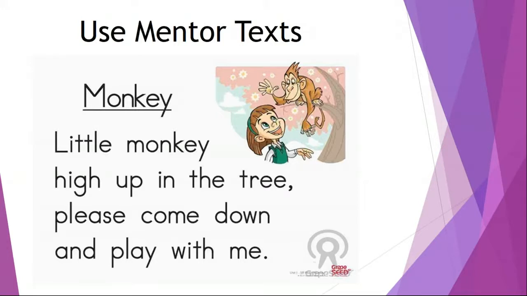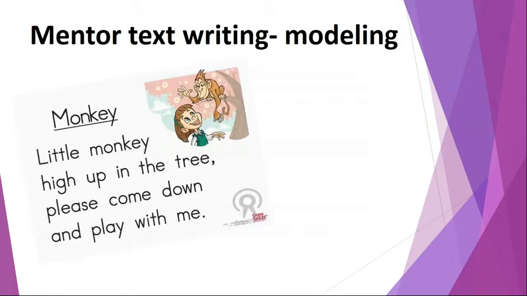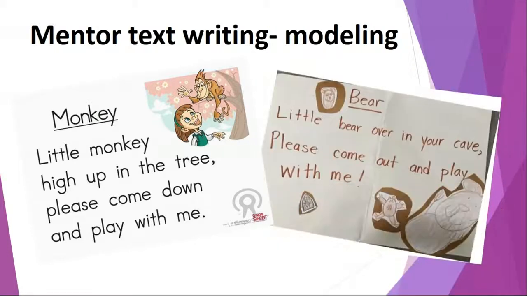Once that happens, you'll want to capitalize on this new knowledge during writing time and use the poem as a mentor text in writing. So you might model reading the poem first, and then model thinking aloud about another animal that you know about, like bears, for example. And in front of your students, you'll model writing a new poem using what you know about bears and where they live, giving students a process for using a mentor text.